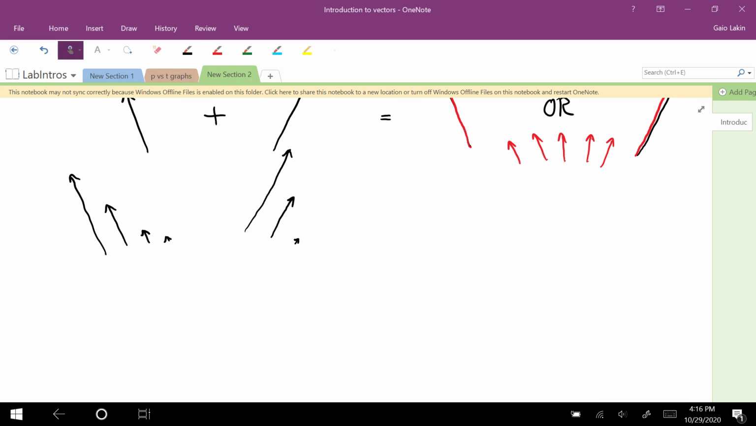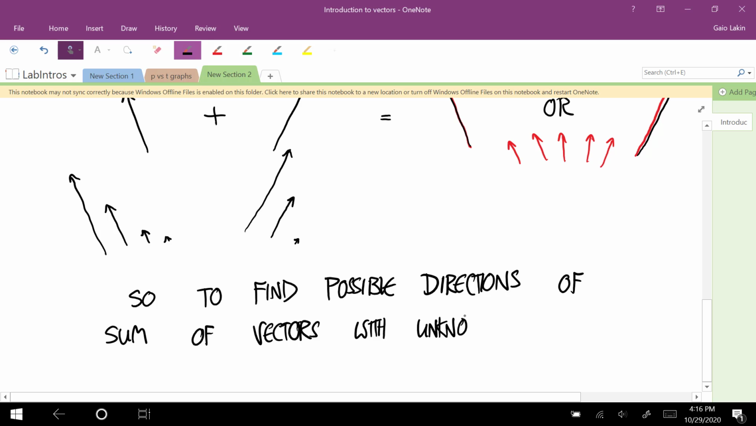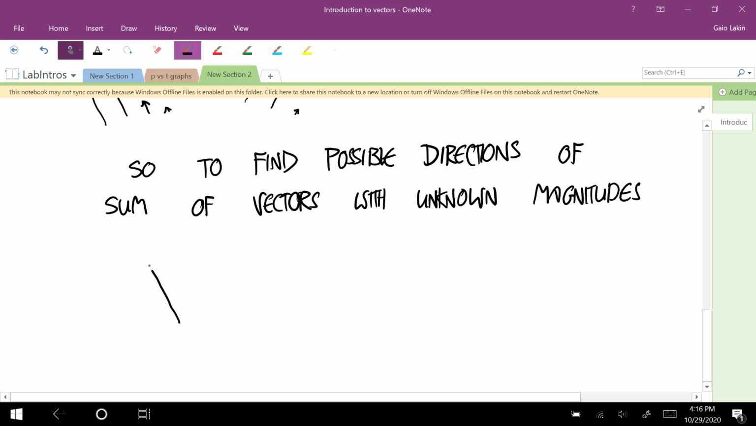So to find the possible directions of the sum of vectors with unknown magnitudes, put the two vectors tail to tail, and then every direction between those two is possible. Okay.